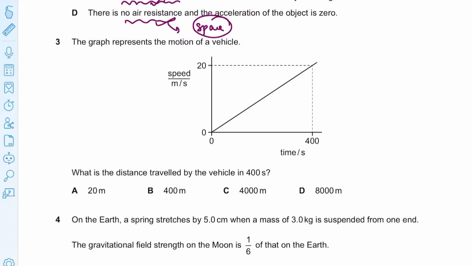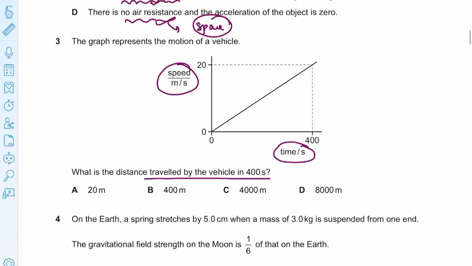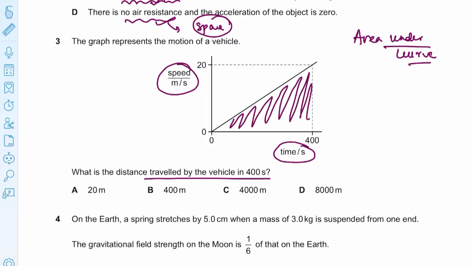Question number 3 is given. The graph represents the motion of a vehicle. So on the x-axis we have time, on the y-axis we have speed, right? So what is the distance traveled by the vehicle in 400 seconds? I hope all of you know that the distance traveled is the area under the curve, right? So we need to find the area of this one, because this is 0 to 400, correct? And we need to find the area of a triangle.